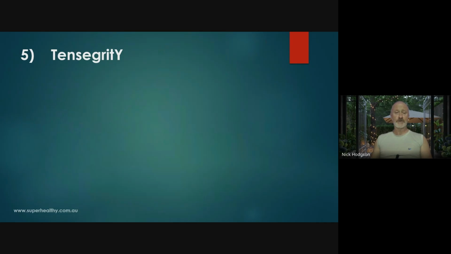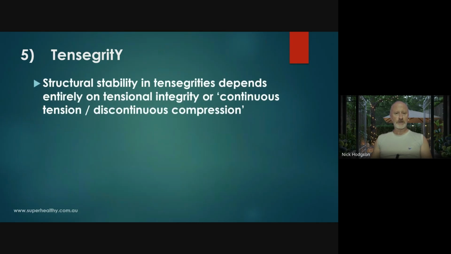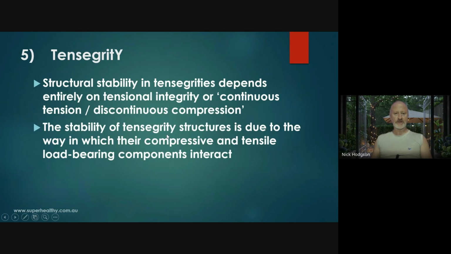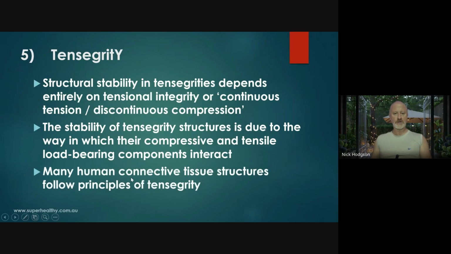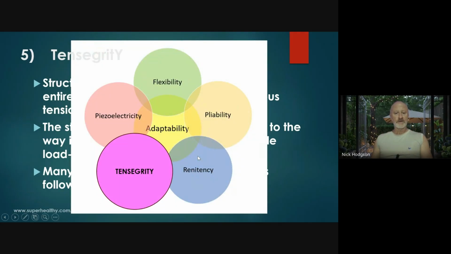Then we have this idea of tensegrity, which is a whole area of study that's very much worth getting into and researching. So structural stability in tensegrities, so these are particular design styles, depends entirely on tensional integrity or continuous tension against discontinuous compression. So let's explain that a little bit more. The stability of tensegrity structures is due to the way in which their compressive and tensile load-bearing components interact. So they're designed so that they are being compressed, but they can withstand that compression due to structural components and flexible components. So here's the interesting thing when we get into biology, that many human connective tissue structures follow the principles of tensegrity. So it's a critical component of health and well-being and good function.